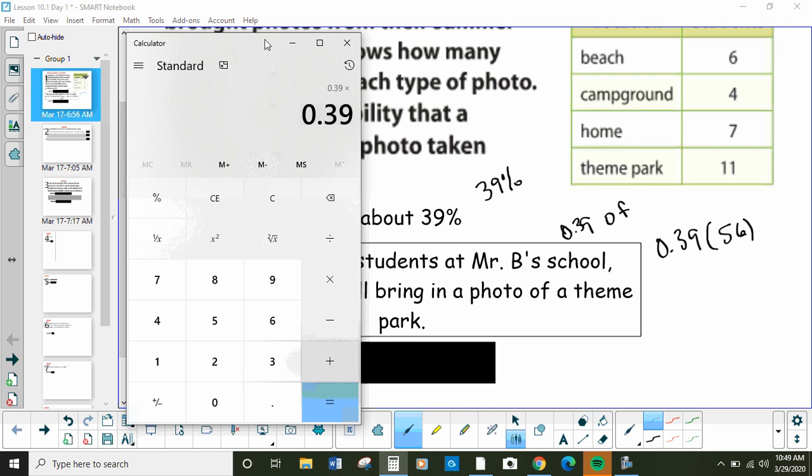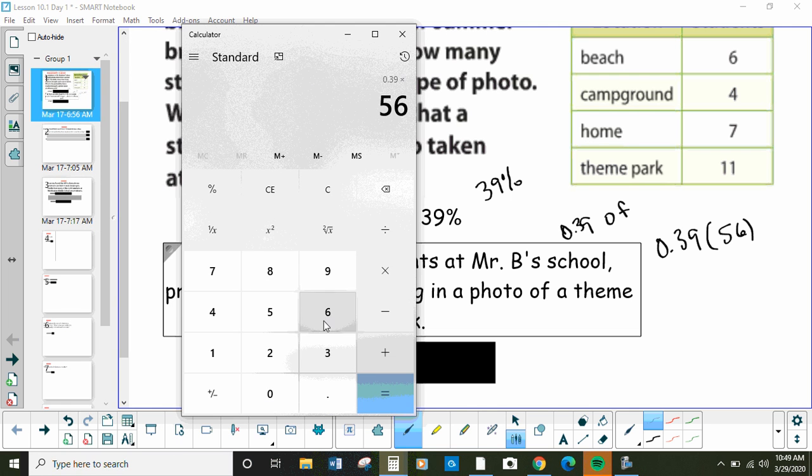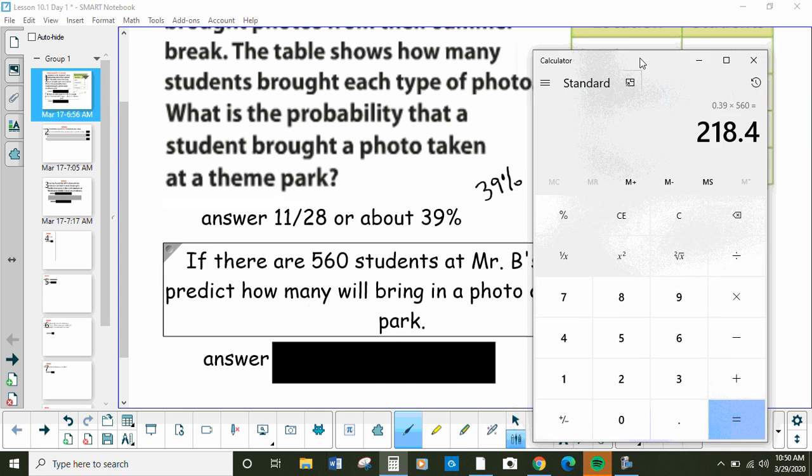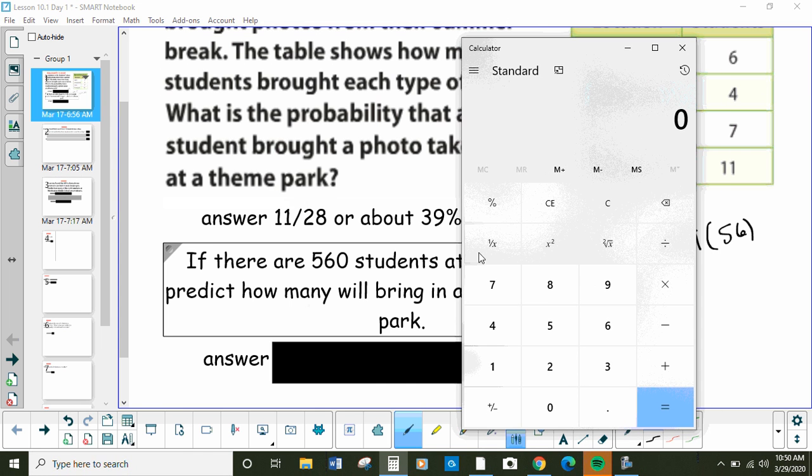What was the total there? 560 times the total there, and we get about the same thing, right? So if you did it that way, why is it not the exact same thing? Why did we get 220 one time and 218 another time? Why do you think that is? Well, if it's 11 out of 28, 11 divided by 28, that's about 39%, isn't it? That's rounded 39. It's really 39.28571428 percent. It keeps going on.